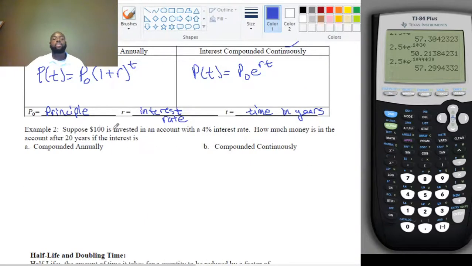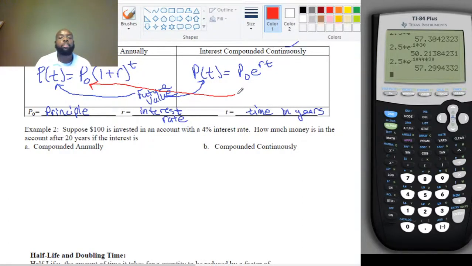Suppose $100 is invested in an account with a 4% interest rate. How much money is in the account after 20 years, right? So what these formulas give here, they don't calculate your interest, they calculate your future value. How much is in your account after a certain amount of time has passed. Some people call the P naught here, instead of calling it principal, your present value.